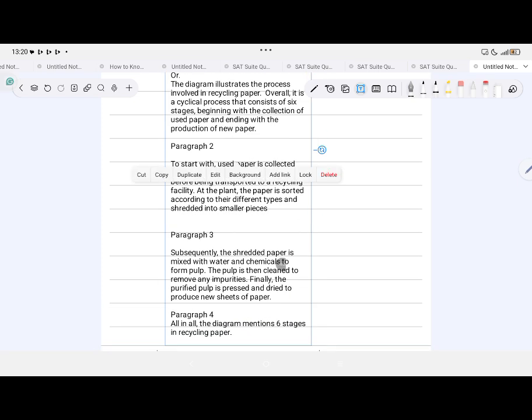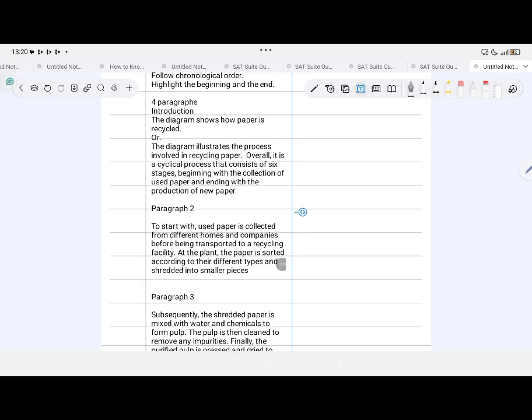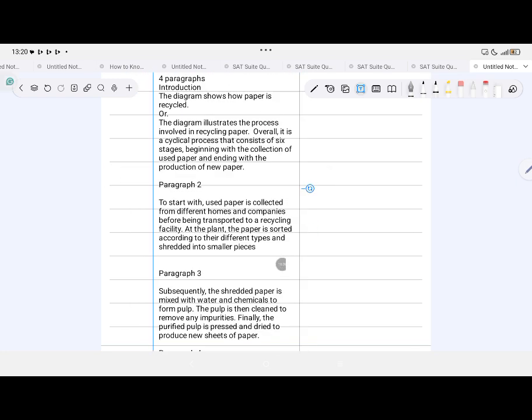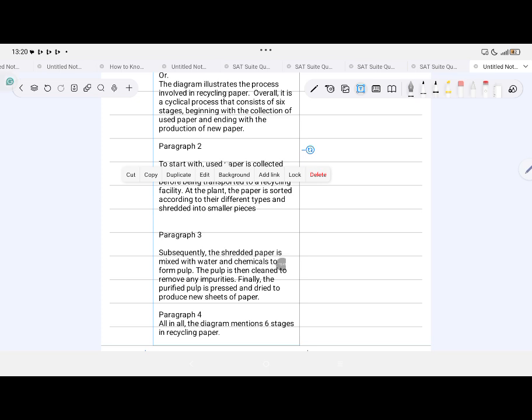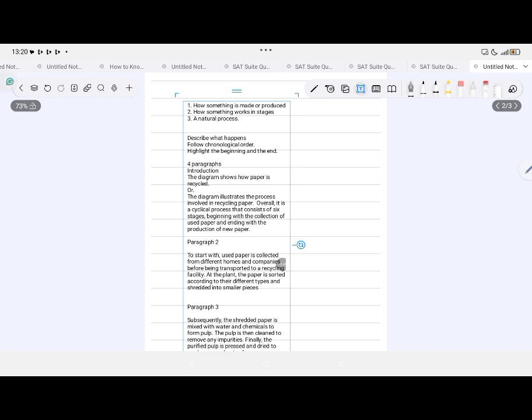So I'll repeat what I've said before. Your introduction should basically repeat the question. It should repeat the exact thing the questioner expects you to do. You want to describe what happens. You want to follow a chronological order, and you want to highlight the beginning and the end. That's for the introduction.